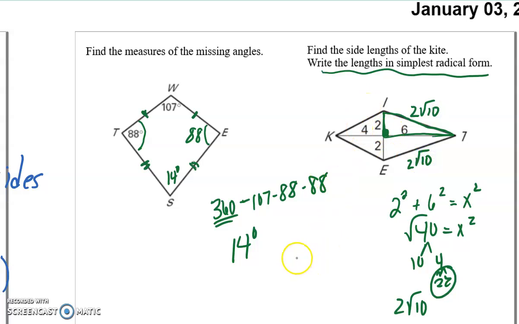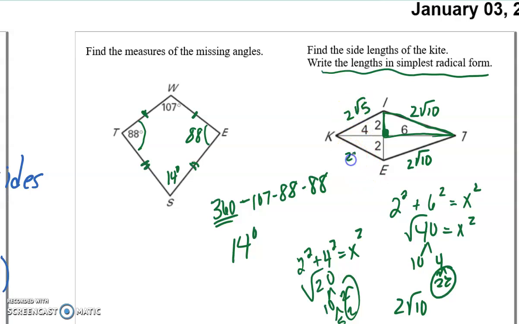Now I have to do Pythagorean theorem again with 2 squared and 4 squared equals x squared. 16 plus 4 is 20. Square root of 20 is 4 times 5, so 2 root 5. So then I get 2 root 5 for the outside. So we do need to realize that there's right triangles in the middle of a kite.